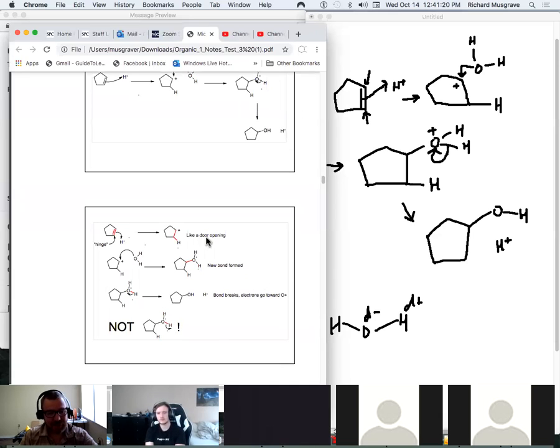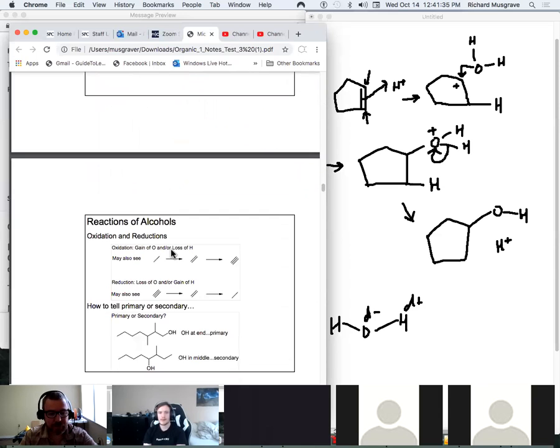Any other questions? Yeah. Think of it like a door opening, and the C where the bond is forming as the hinge, and that second bond is being like a door. It's kind of like how I think of it. Okay.